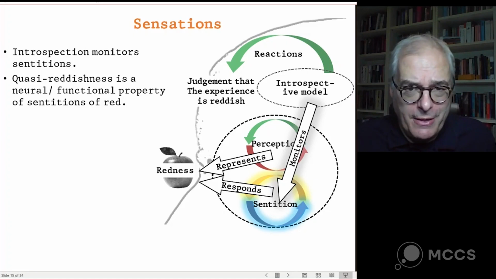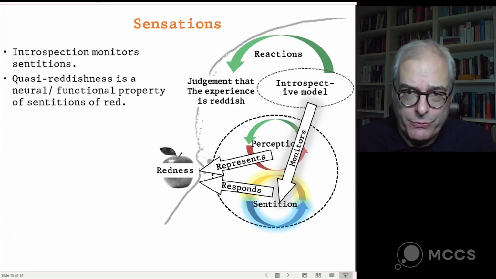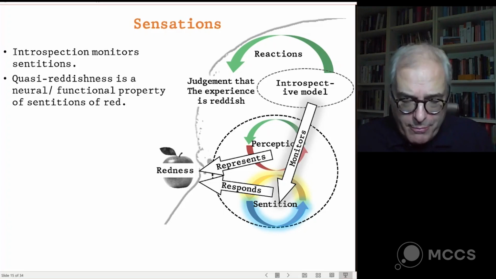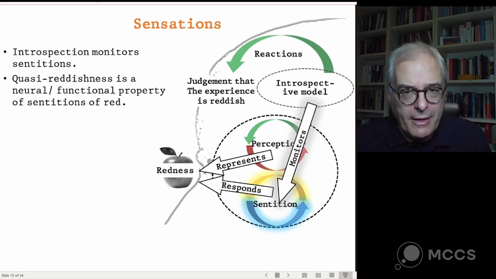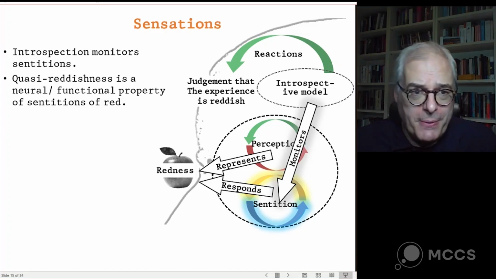Okay, so there are four possible answers to the question, well, what is the illusion based on? What is introspection tracking? What is the basis for this sense we have that experiences have phenomenal properties? I don't think they're exclusive. It might be that introspection is monitoring more than one thing. And there may be other possibilities too. But that's just to give you a sense of some of the options here.